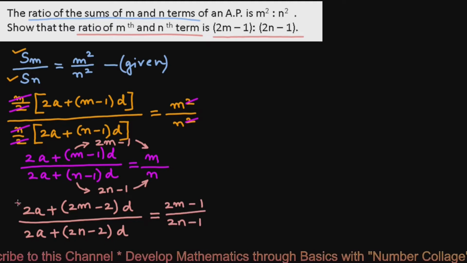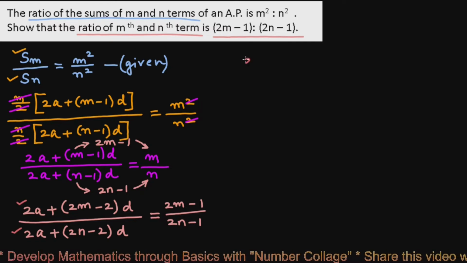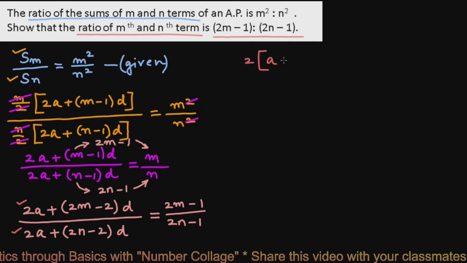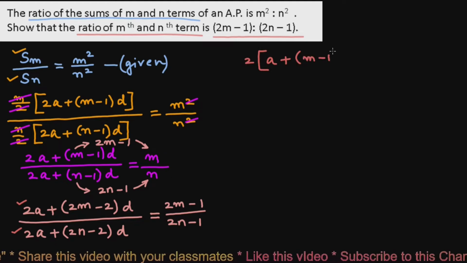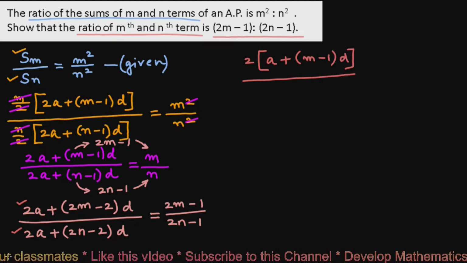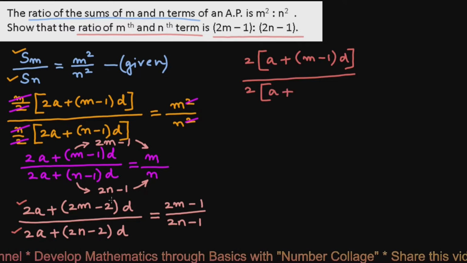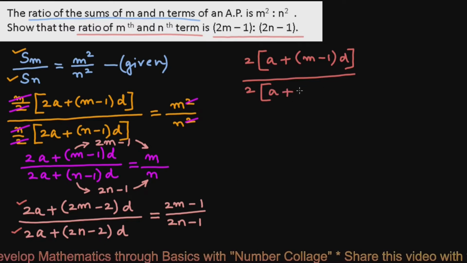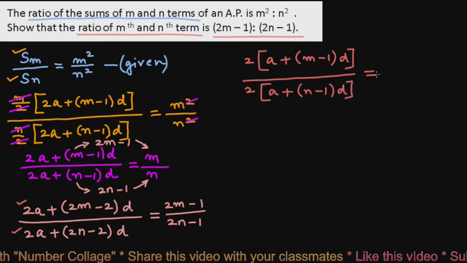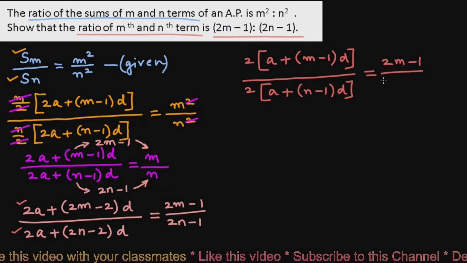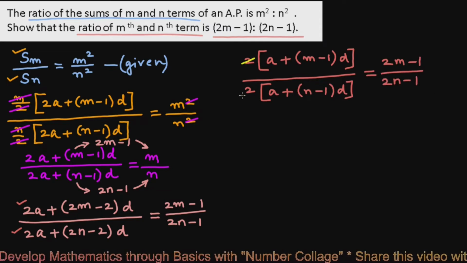We will take 2 common from numerator and denominator and write 2 multiplied by a plus m minus 1 into d upon 2 multiplied by a plus n minus 1 into d equals 2m minus 1 upon 2n minus 1. Let's cancel this 2 from numerator and denominator.